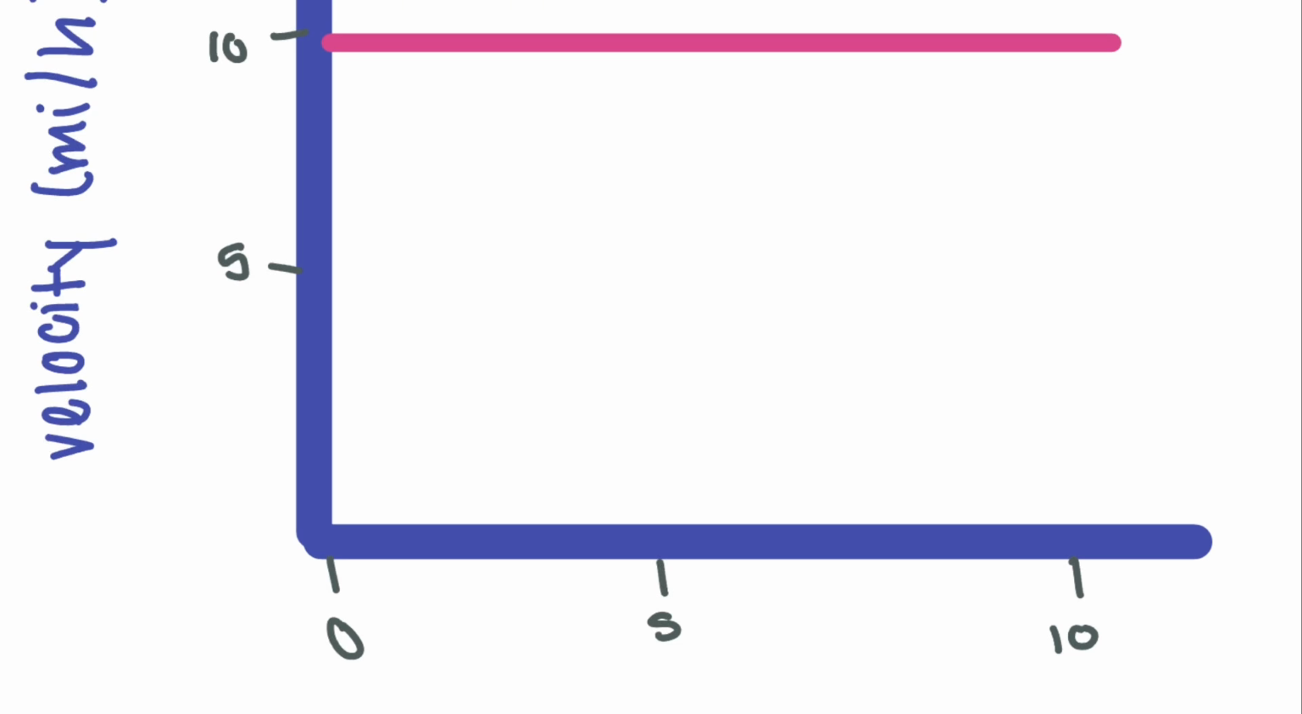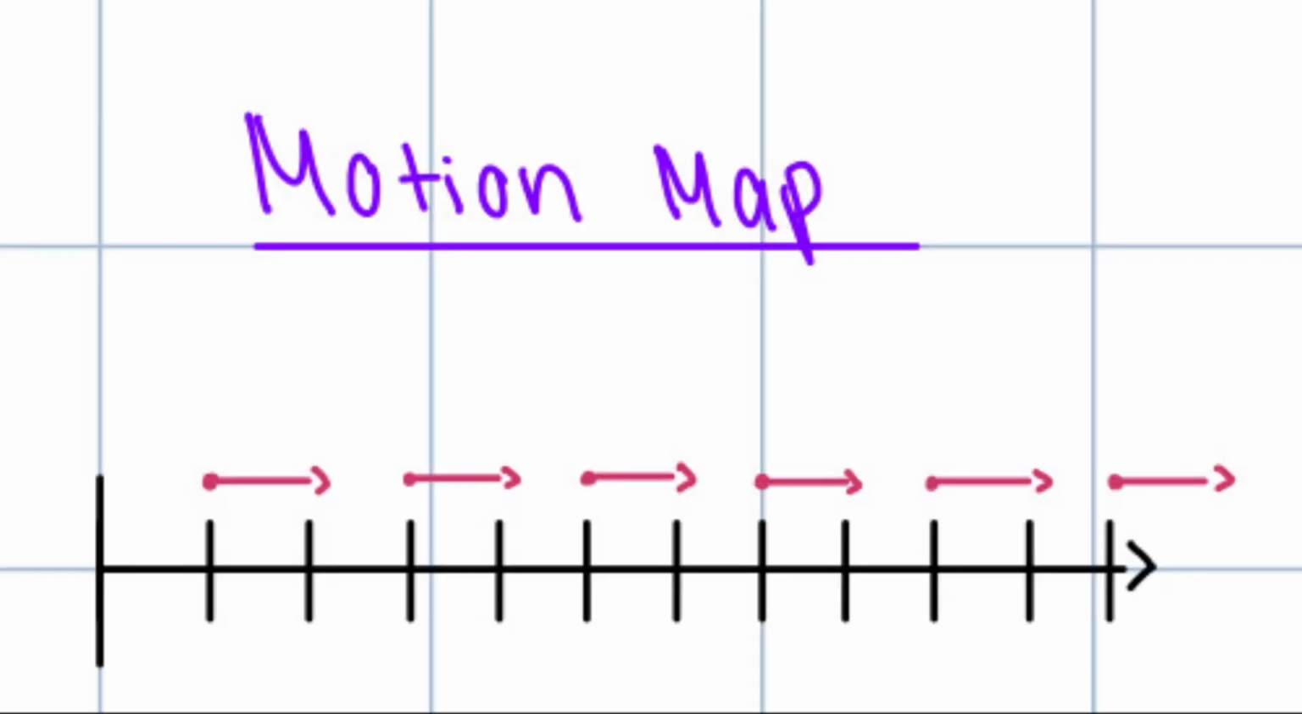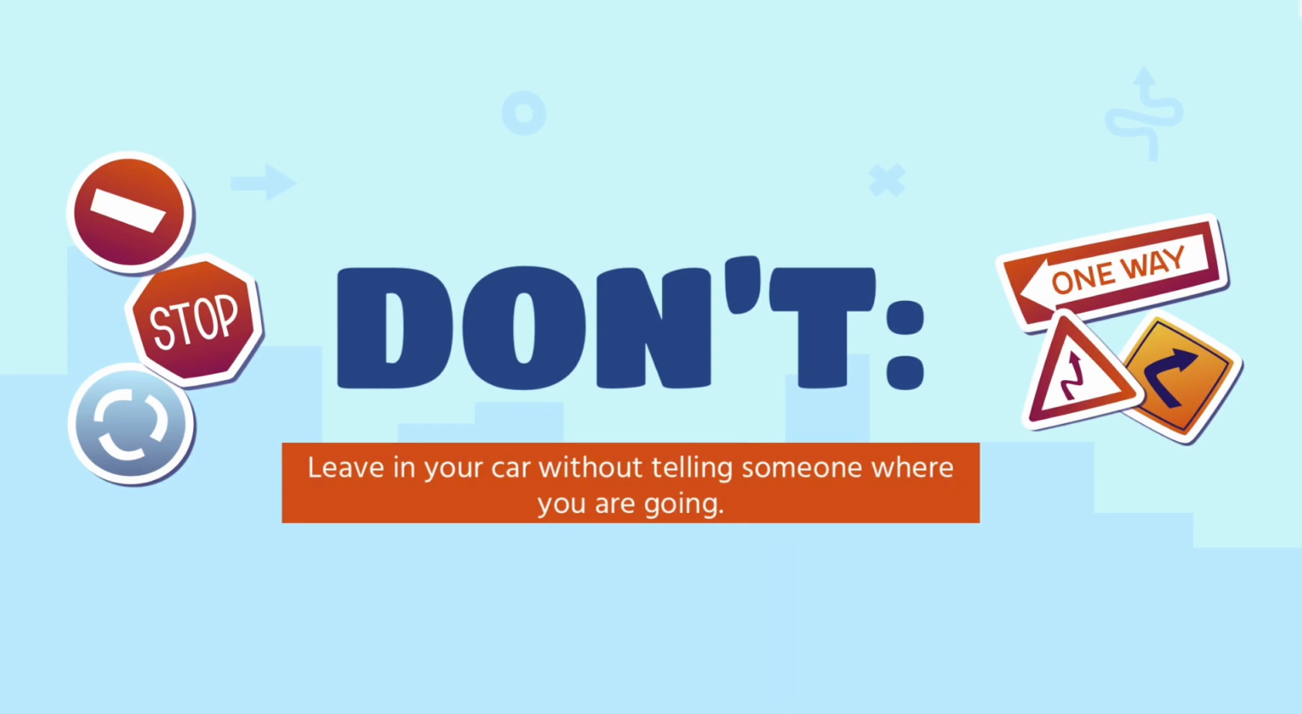We can also represent this motion. This is a motion map. The dot represents the position the car was at during one interval of time, and the length of the arrow shows the duration of the motion. For this example, the arrows are equal lengths and the dots are equally spaced because the car is traveling at a constant velocity.